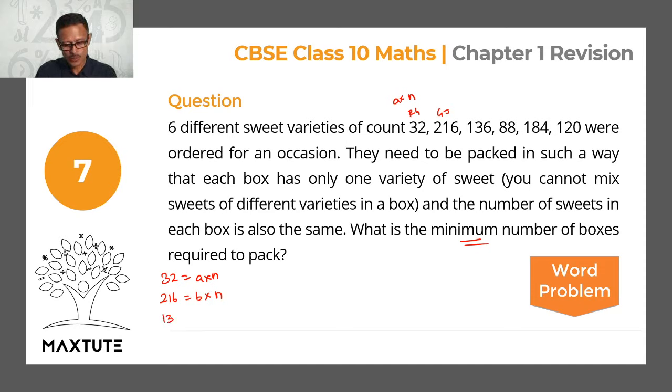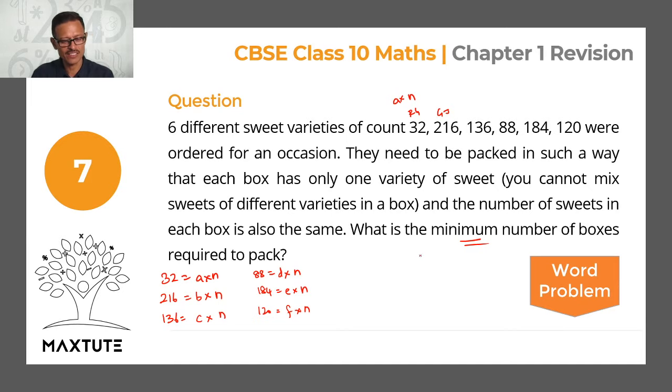Quickly run through this. 136 sweets, with n sweets in the box, will require C boxes. Let's go for 88, which is equal to n sweets in the box, will require D boxes. 184 sweets, with n sweets in a box, will require E number of boxes. And for 120, we'll have n sweets in the box and will require F number of boxes.